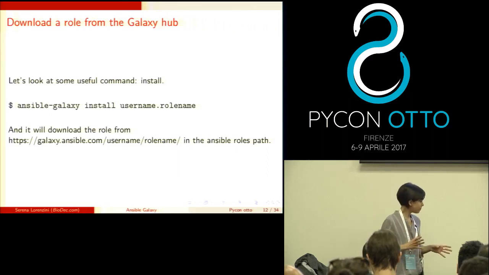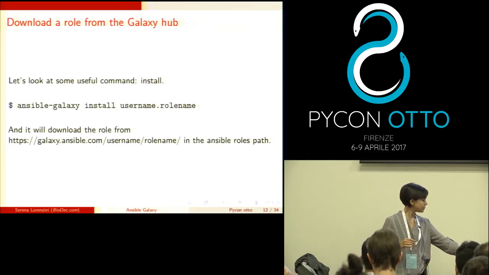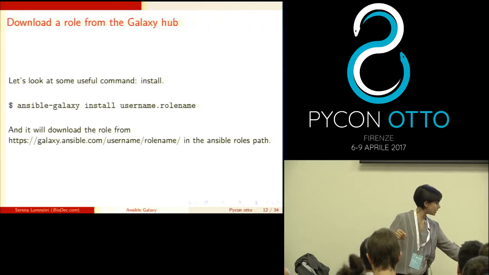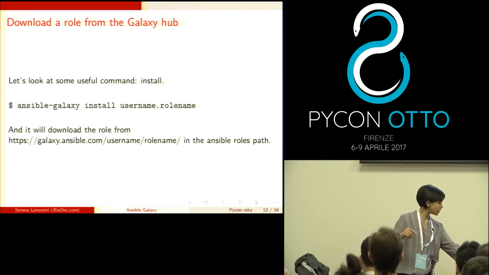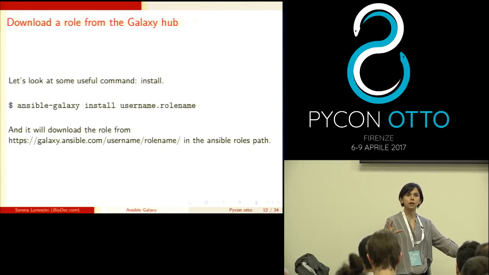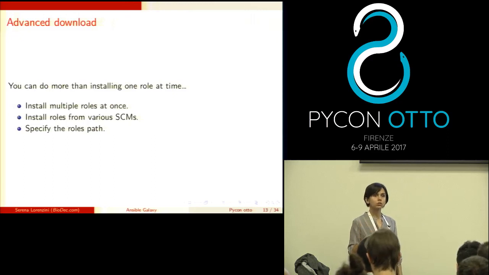When you type install username.rolename, you are telling the command ansible-galaxy to go to the galaxy.ansible.com website and to search for some namespace called username and some role called rolename. This is the simplest way to interact with the Galaxy. But you can do more than that. You can install a lot of roles at once. You can install roles from a lot of sources, not necessarily GitHub.